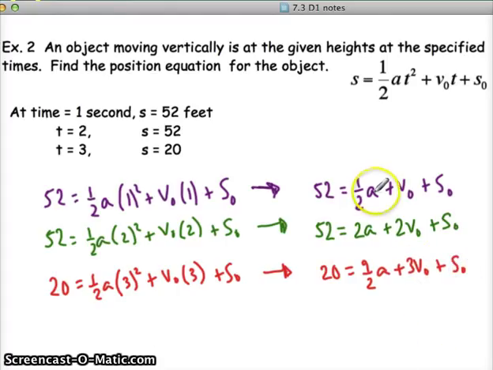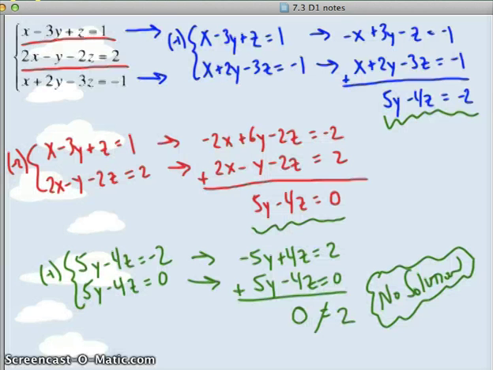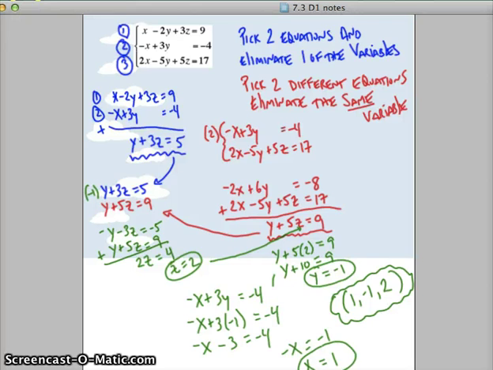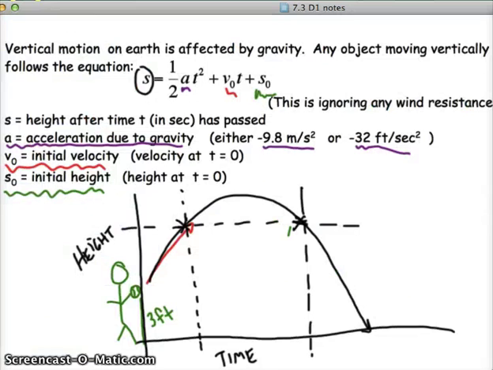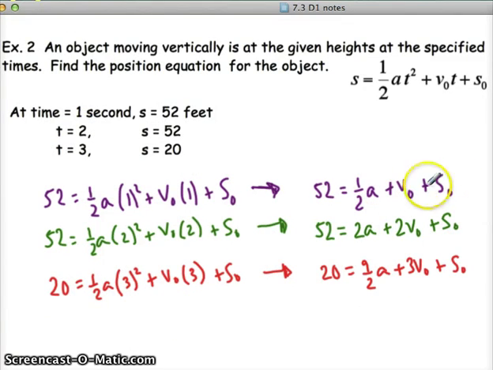So our variables are a, v sub 0, and s sub 0. And we have 3 equations, so now we can solve just like we would do in a problem like this, or a problem like that. If you don't like the a, v sub 0, and s sub 0, you could replace it with x, y, z if you prefer that.